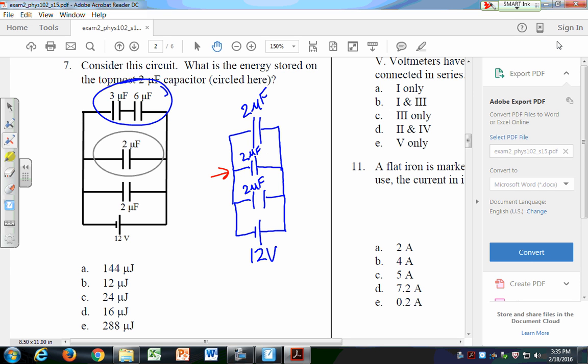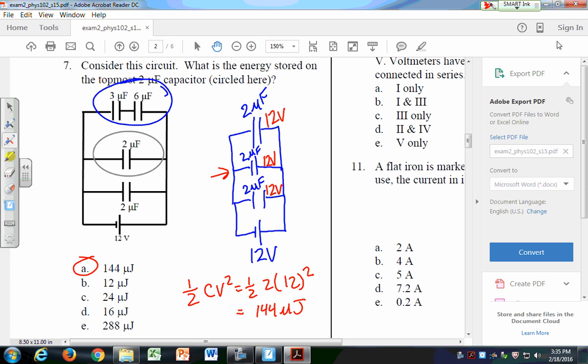That's right. I'm going to have 12 volts here, 12 volts here, and 12 volts here. And then here, if I want to find the energy, it's just 1/2 CV squared. You just need to know how to use that formula. It's on your equation sheet. 1/2 of 2 times 12 squared. That's 144 microjoules. All right.